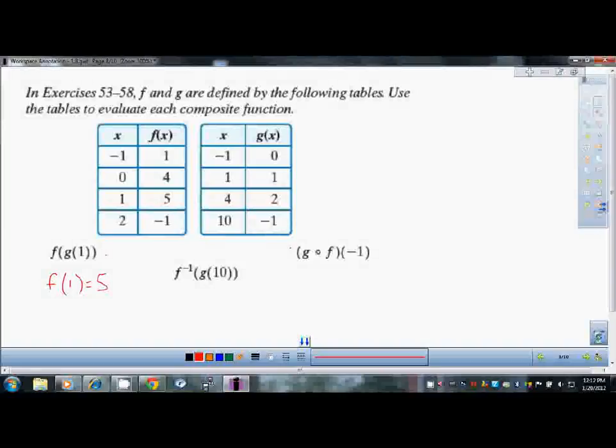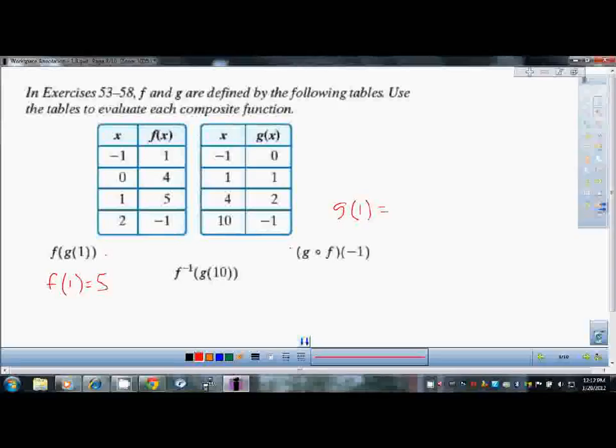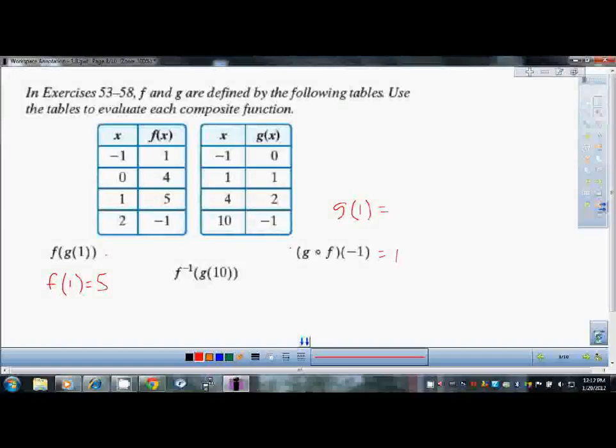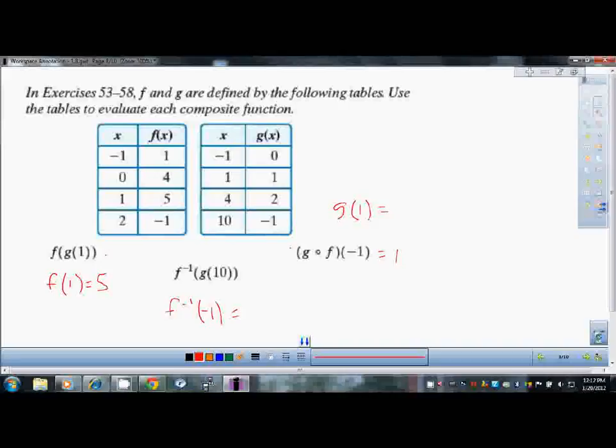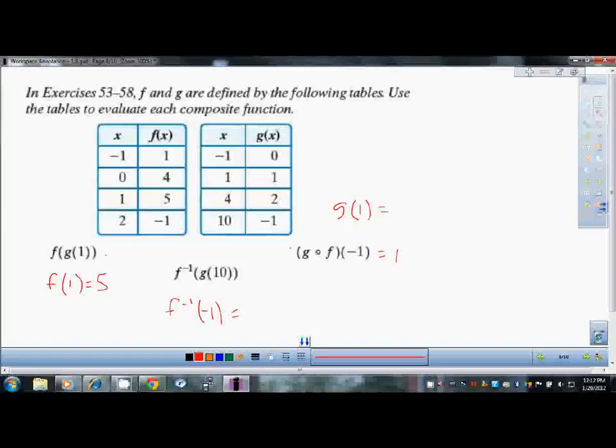Go to the other one. F of -1. F of -1 is +1. So now I need G of +1, and that is 1. Same thing here. Inside out. G of 10, -1. I'm actually going for some audible responses here. -1. Now, this is the only place where it's different. Remember, when you have an inverse, your values are switched. So instead of looking for an x value of -1, we're now looking for a y value of -1 because it's an inverse. So, 2. And the answer would be 2.